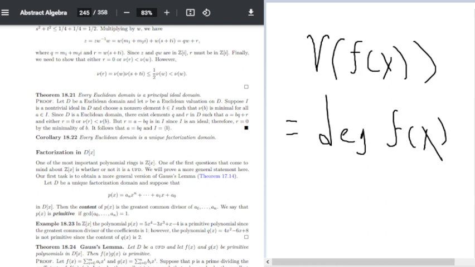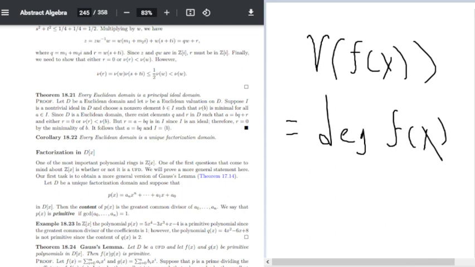Okay. Now, every Euclidean domain is a principal ideal domain. Proof. Let D be a Euclidean domain and ν be a Euclidean valuation on D. Suppose I is a non-trivial ideal in D and choose a non-zero element b in I such that ν of b is minimal for all a in I.